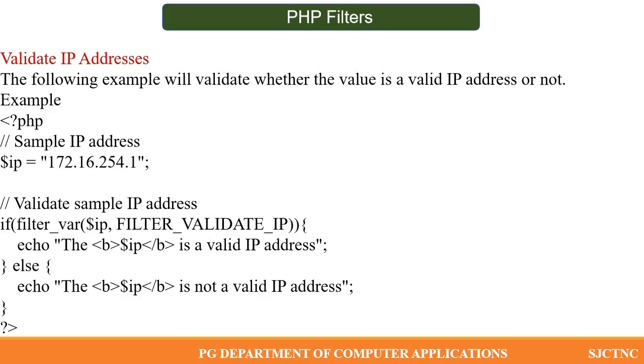Now we will see the if condition with the filter_var function. The first argument is the value that is stored in IP. For the second argument we are giving FILTER_VALIDATE_IP. Here it checks whether the IP address is valid or not. If it is a valid IP address, you will get the message 172.16.254.1 is a valid IP address. If it is not, the else part will be executed, that is, it is not a valid IP address.